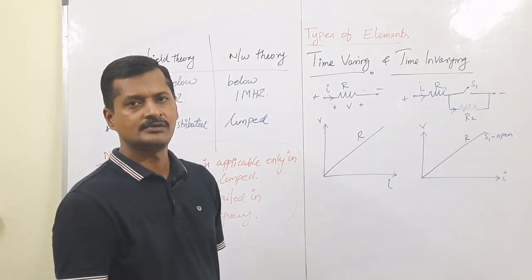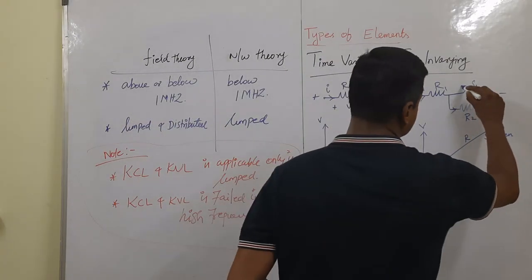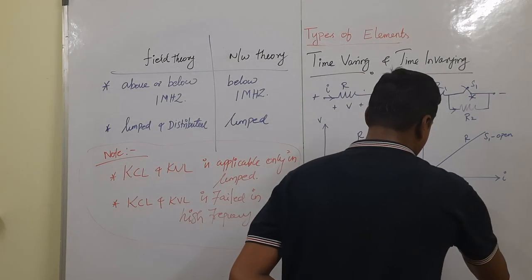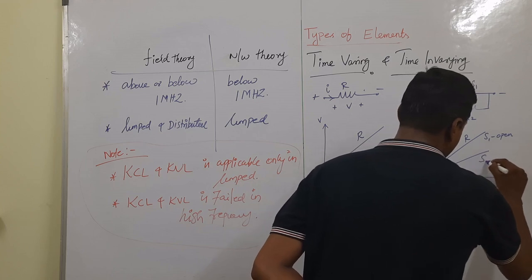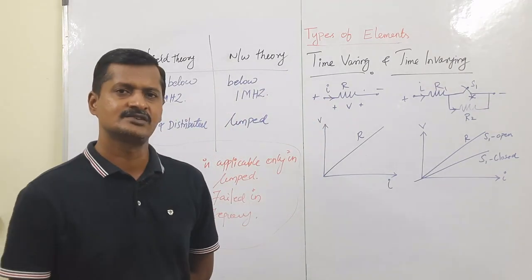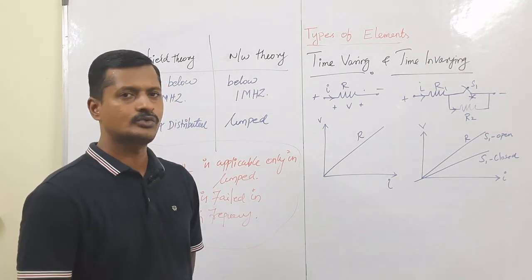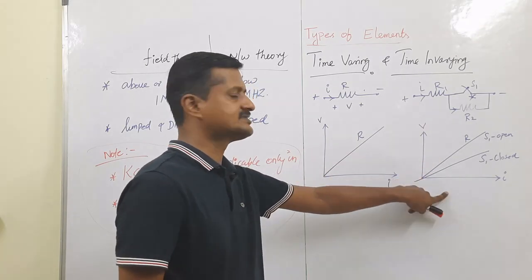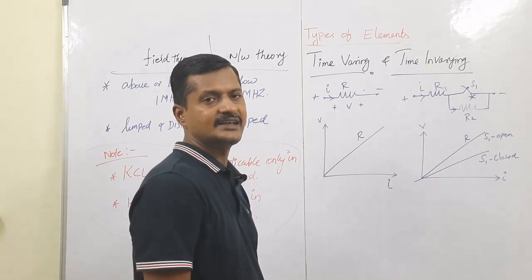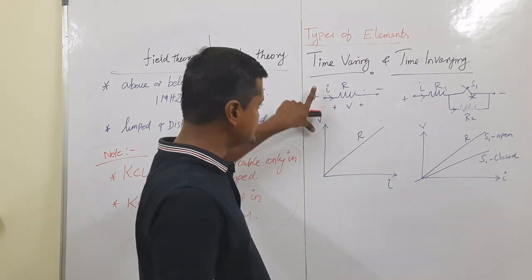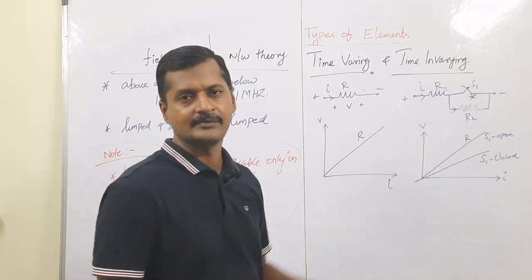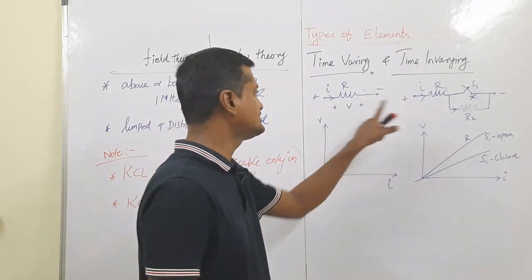Next, we are closing the switch, and the graph will be in this way. Now S is closed. After a particular time the circuit parameter is changing, so the value of the resistance gets changed. So the first is a time invariant element, and this second one is a time varying element.